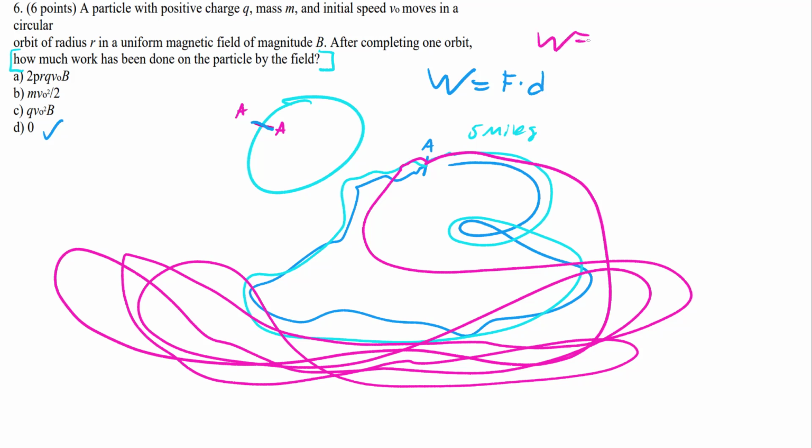So the work is equal to the force times 0. Well, the work has to be equal to 0 because we started at point A and we stopped at point A, and that means that our displacement is 0, and a force multiplied by 0 is, guess what? 0.